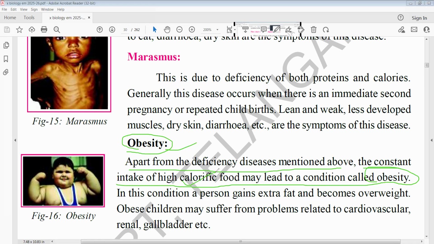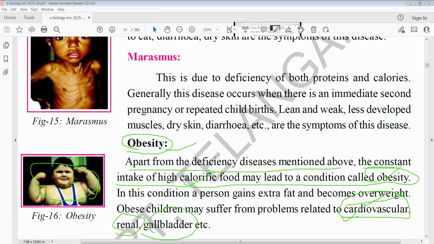Taking them in large quantities leads to obesity. So children become chubby because of not utilizing the energy, overeating and less exercise. Due to this, children become chubby. This is called obesity. In this, what happens? Cholesterol increases. Children become overweight, and they may suffer from other diseases like cardiovascular diseases, renal diseases, gallbladder diseases.